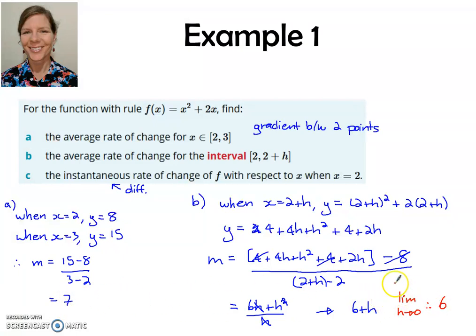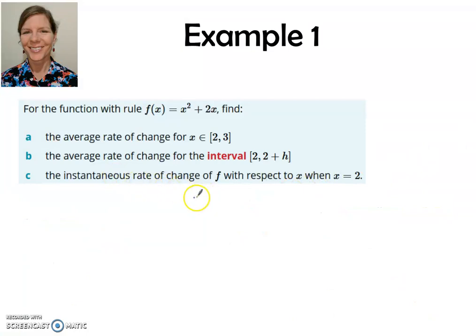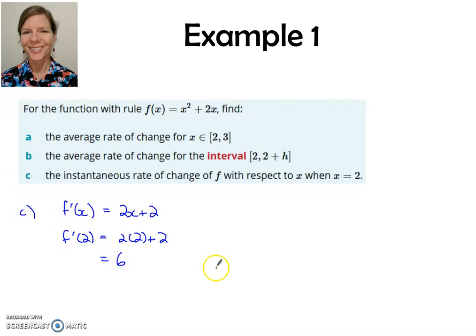Alright, now the last one says find the instantaneous rate of change. Well, that means differentiate, so we're talking about f dash x. Okay, bring the power down, reduce the power by 1. Now we want to know what is that when x is 2. 2 times 2 plus 2 is 6. Voila! So much easier. Okay, this is why differentiation is fabulous. Alright, so it just makes your life a whole lot easier.